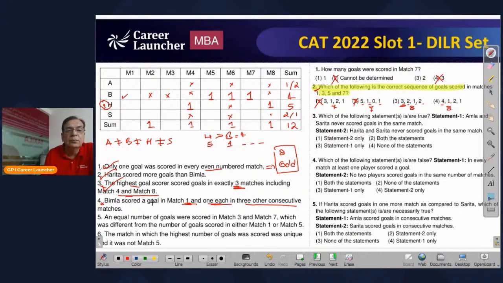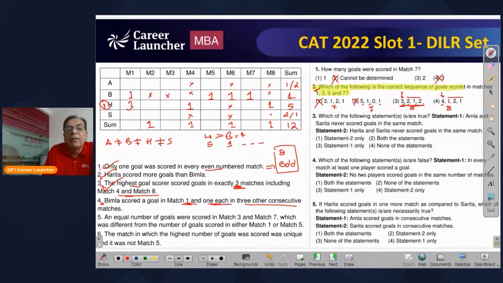The highest goal scorer, exactly 3. Both these are telling you only match 1 can have more than 2 goals, because even numbered matches 2, 4, 6, 8 have only 1 goal. Odd numbered matches, both the choices are telling me either 1 or 2. That means Harita should be the highest goal scorer, scoring a goal out here. And Bimla has 1 goal out here. So if Bimla has 1 goal already, that makes it 4.